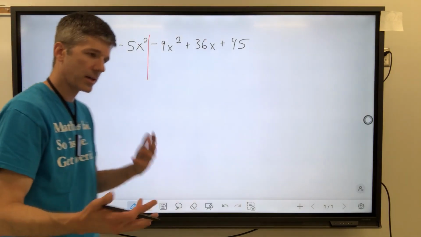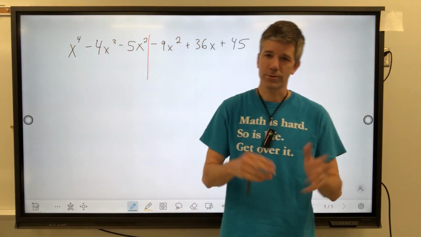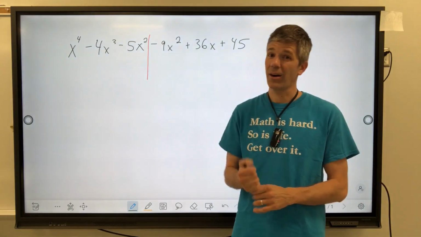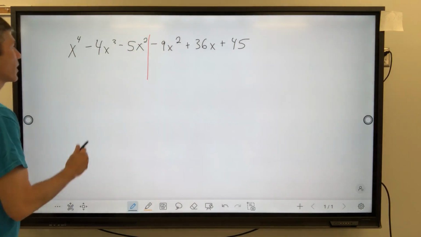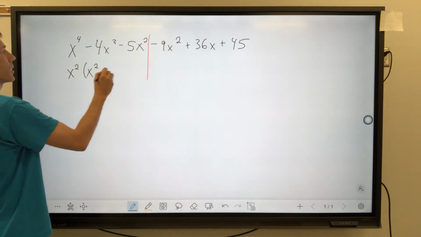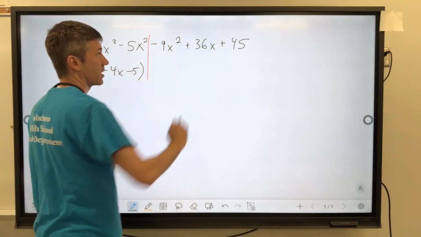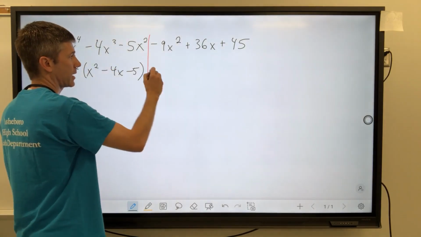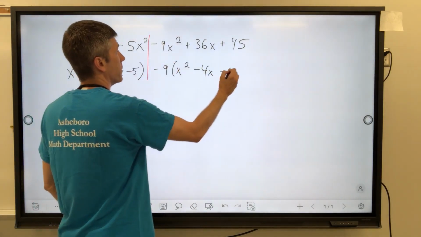I know a minute ago when we were talking about factoring by grouping, it was these two terms and those two terms. Well, it doesn't have to be. That's not a hard and fast rule that we always do. So let's factor the GCF out of these, and that's going to give me x squared, and then x squared minus 4x minus 5. And then we're going to factor the GCF out of these, which is 9, but let's take that negative with us. So negative 9, and then x squared minus 4x minus 5.